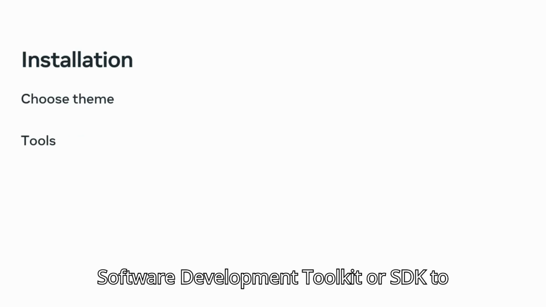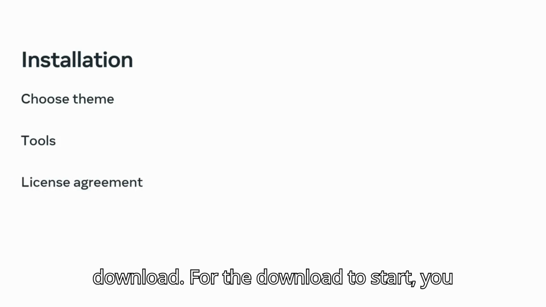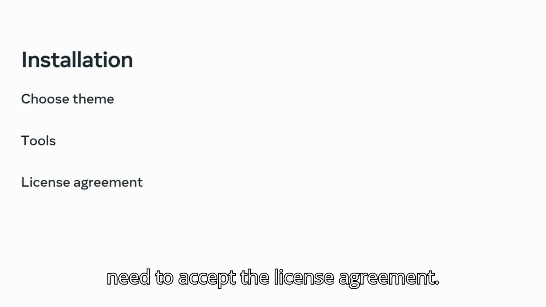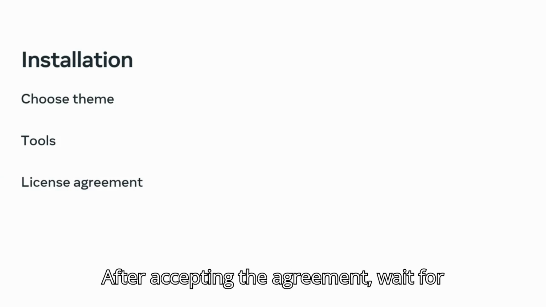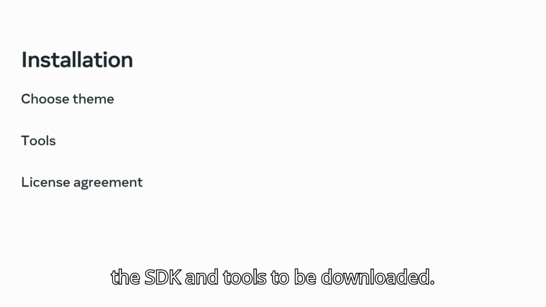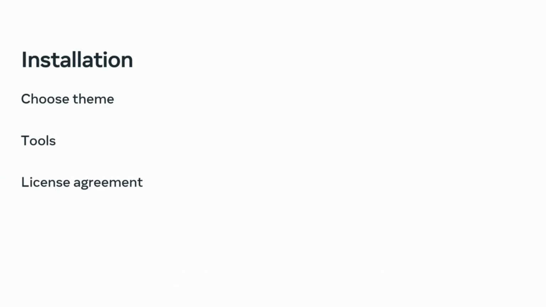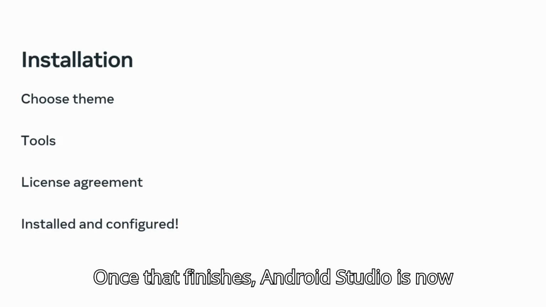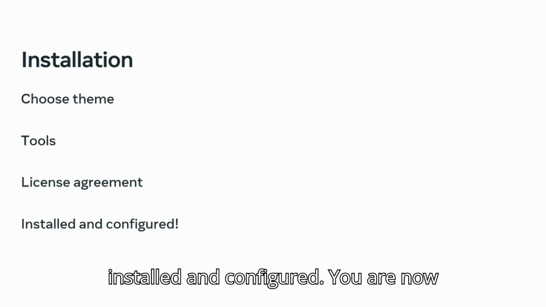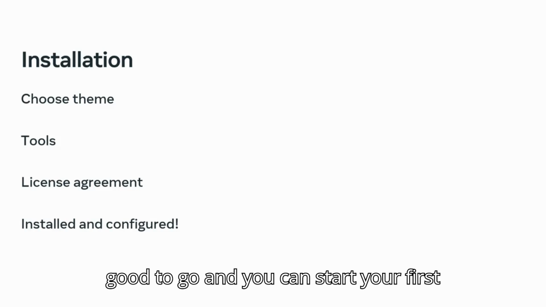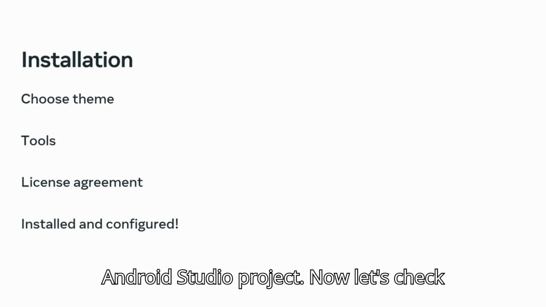The next screen summarizes the additional Tools and Software Development Toolkit, or SDK, to download. For the download to start, you need to accept the license agreement. After accepting the agreement, wait for the SDK and tools to be downloaded. Once that finishes, Android Studio is now installed and configured. You are now good to go, and you can start your first Android Studio project.